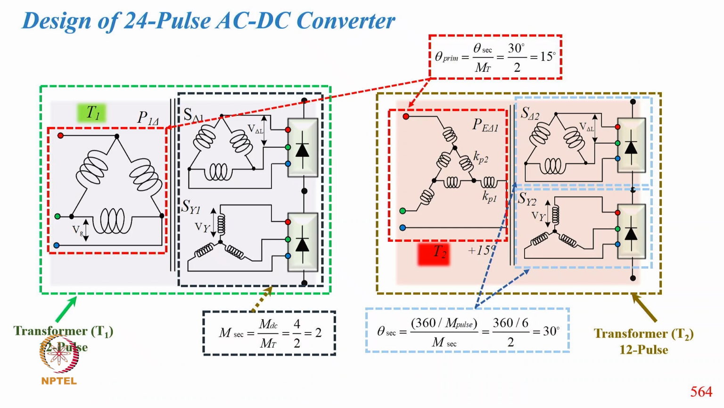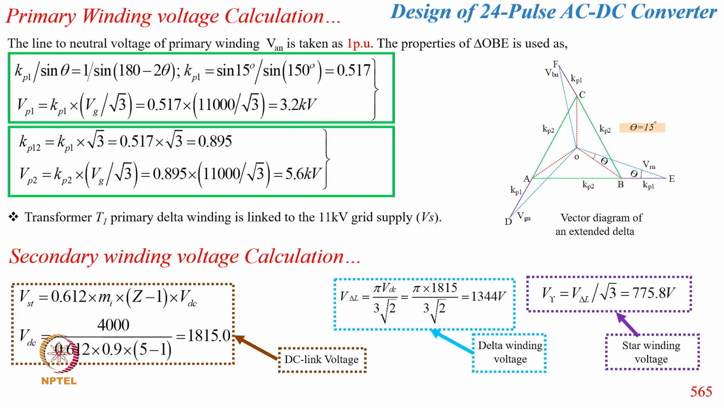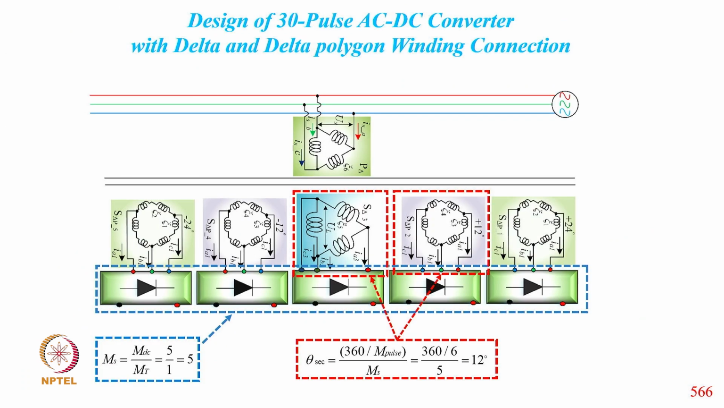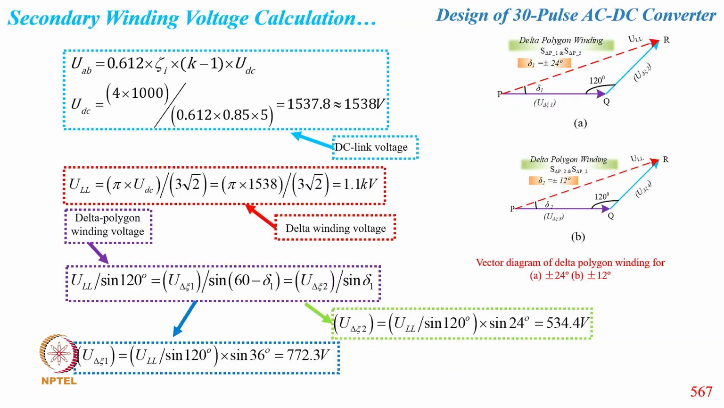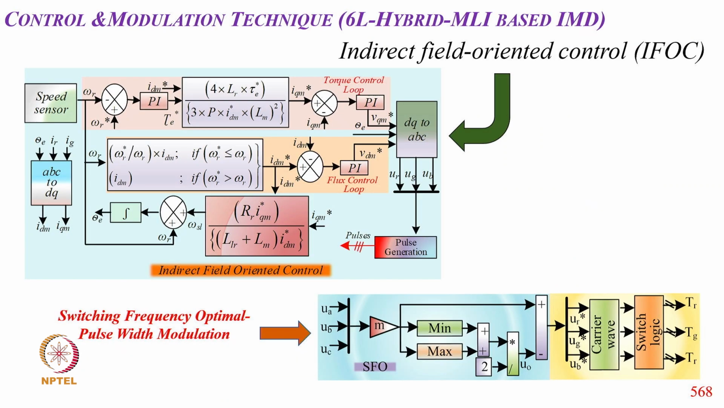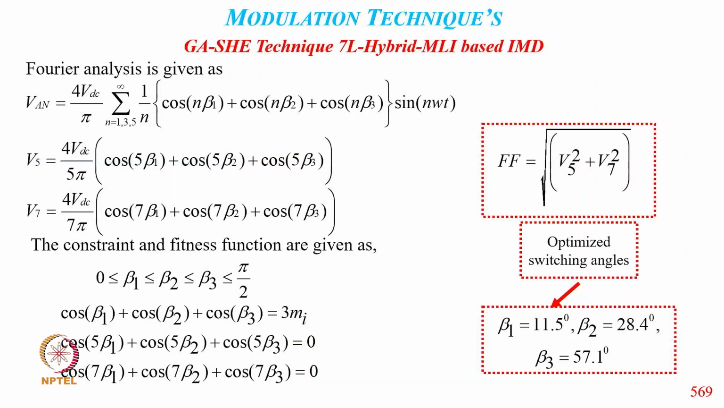And these are typically the 24 pulse converter design we already discussed many times, and the primary winding design and the corresponding voltage calculation. These are the 30 pulse secondary transformer design for phase shift of 20 degrees, and the calculation of all voltages for this, and then direct vector control as well as switching pulse optimum generation, and the calculation of the angles for the switching of this. So all the angles are finally calculated, beta 1, beta 2, beta 3, optimized angle calculation for 7 level.